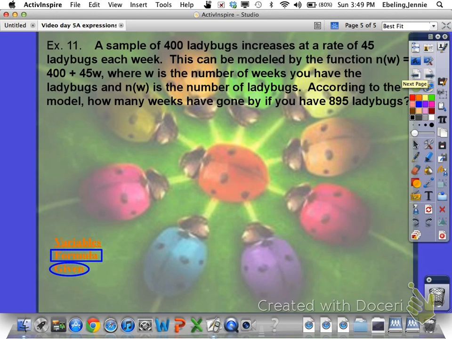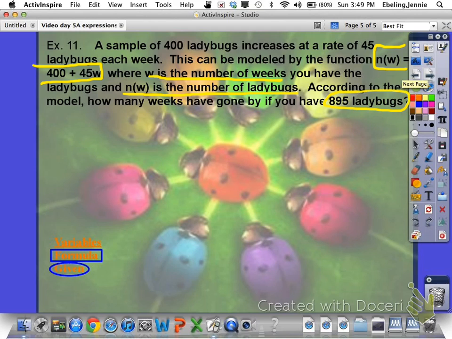Okay, the last example on this first part is very similar to the last one, because it starts off saying a sample of 400 ladybugs increases at a rate of 45 ladybugs a week. So the formula that they give us is the same formula as in the last problem. Remember, when we come across a formula in a word problem, we want to box it. Where W is the number of weeks, and N of W is the number of ladybugs. That's where they define my variables, so I underline that.